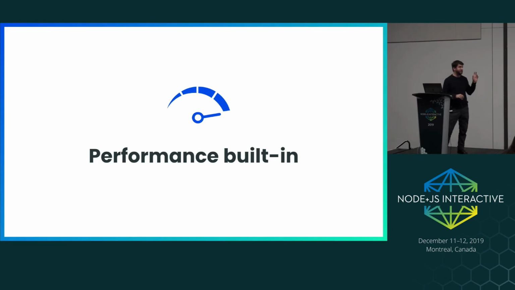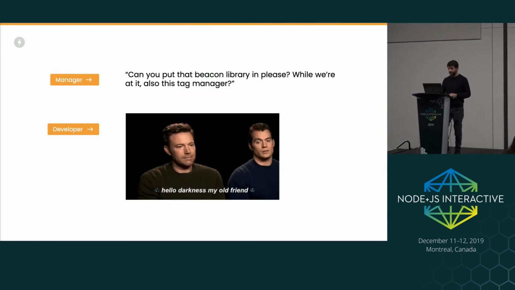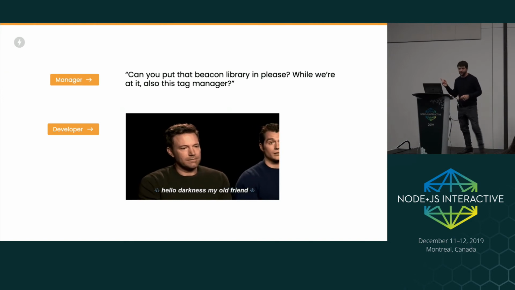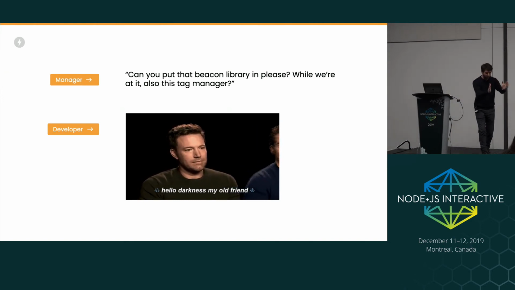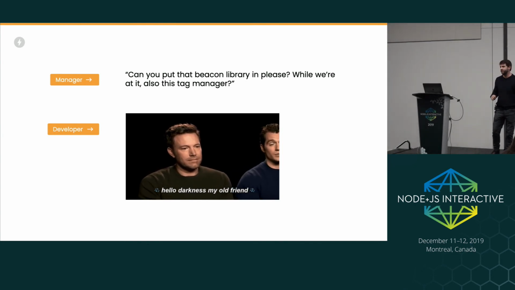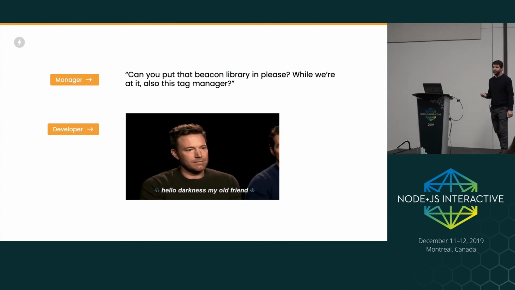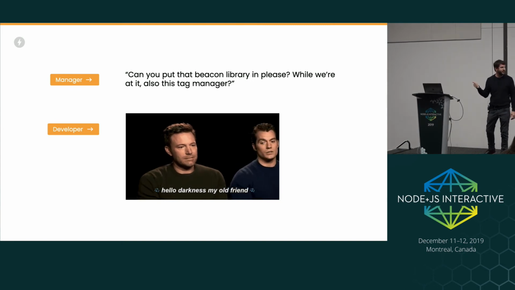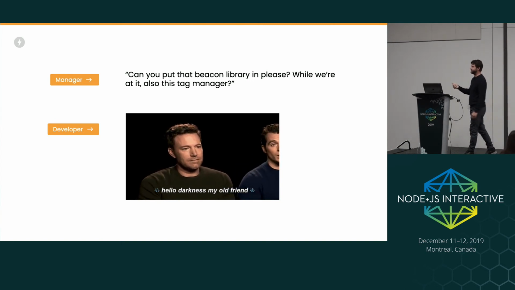AMP is built for speed from the very core concepts of how it works. It's a very small runtime that guarantees static layout on the document and allows it to do some performance enhancements along the way. However, if you're like me, you've probably had this conversation a few times. I just want one more beacon library on the page, or can you just add that one more third-party vendor? And every single time this happens, I feel like sad Batman, who realized that he picked the wrong comic universe to build movies in.